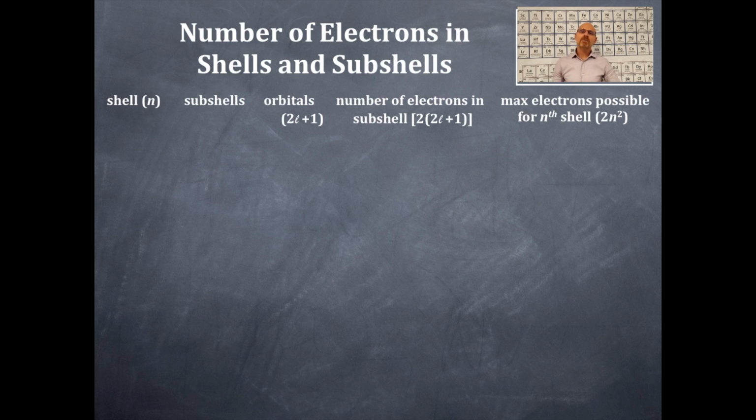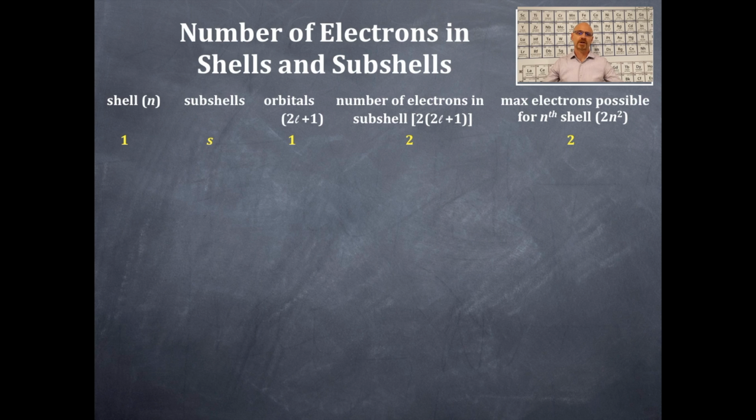BAM! Today we're talking about number of electrons in shells and subshells. So I want you to look at this table here that we're going to fill out. On the left hand side, shell, that's an n value. Then we have subshells. Then we have orbitals, that's 2l plus 1. Then we have the number of electrons in a subshell, and that's 2 times 2l plus 1. And then we have the maximum electrons possible for the nth shell, that's 2n squared.